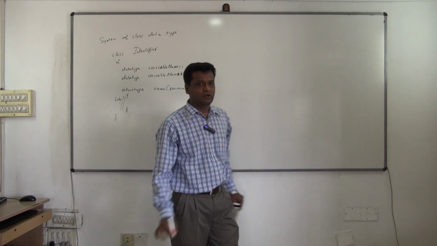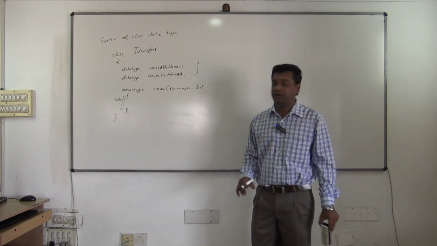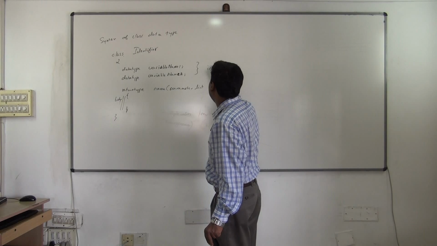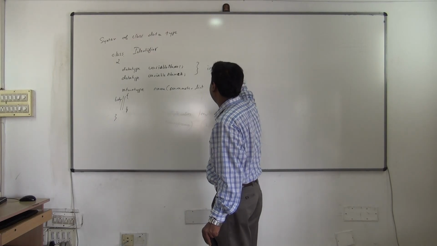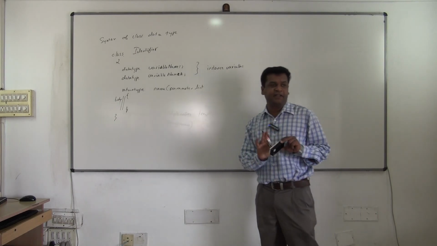In Java's data type, the concept is the same, but it's more powerful. We'll see how to do it. These are called instance variables. There's a difference between instance variables and local variables. Slowly you'll get the idea.